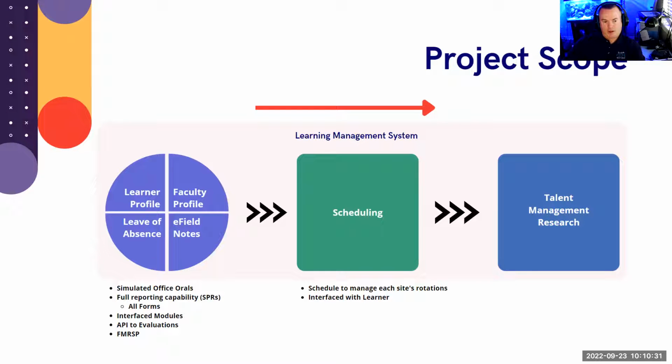That's not to say that some of the components of scheduling, talent management, or research might not be addressed in the core, because it may be necessary to include them in certain modules at the beginning so that they're ready to expand later on down the road, versus having to go back and reopen the code in the core modules and start from scratch on talent management, research, or scheduling.